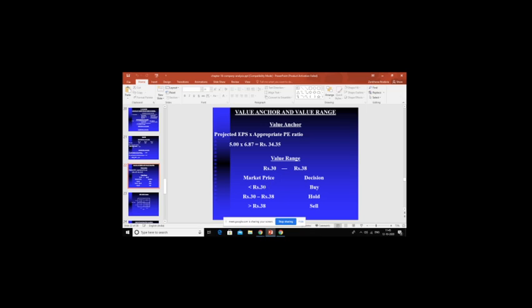So if the market price is falling below the lower limit, then you are going to buy. If it is within the range, then you will be holding, and if it is above the higher figure, then you are going to sell it. So depending on that, you are required to find out the value range, and you can take the decision whether to buy, hold, or sell.